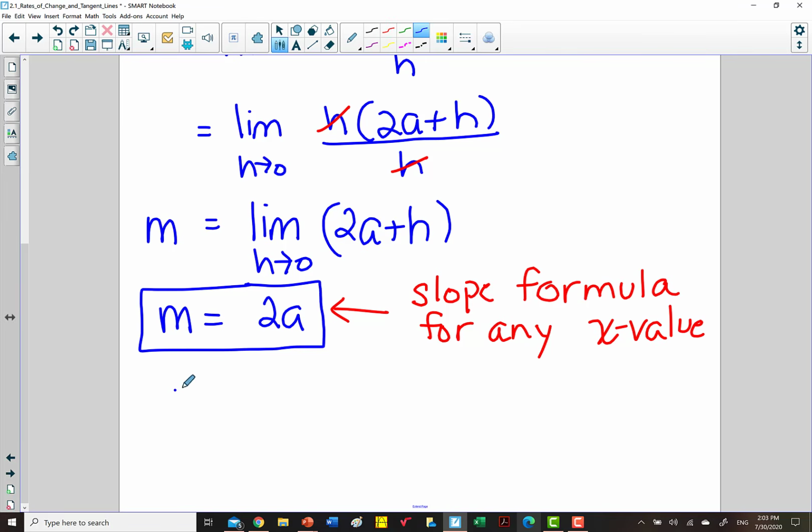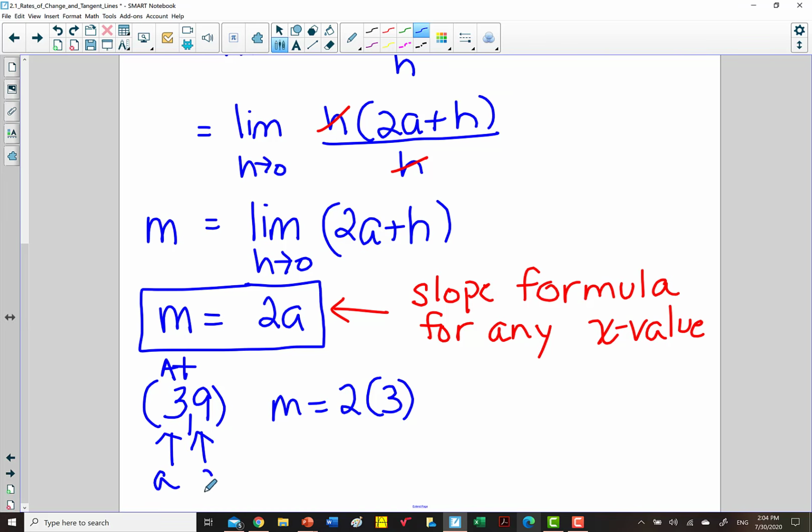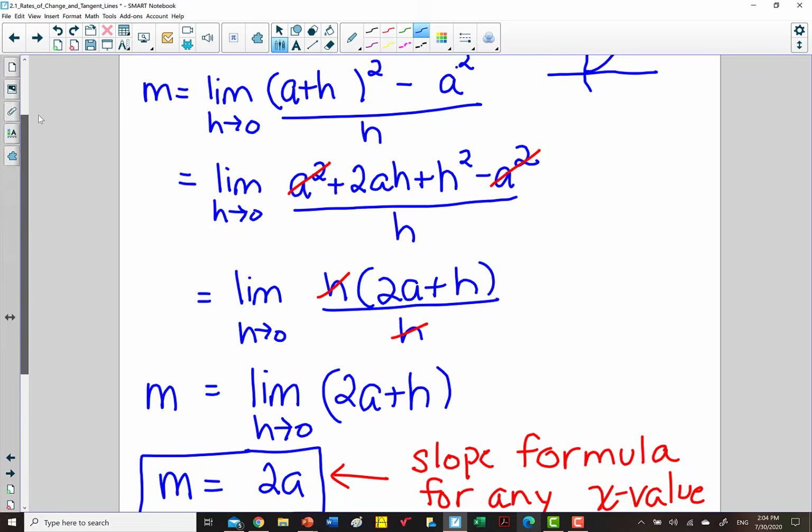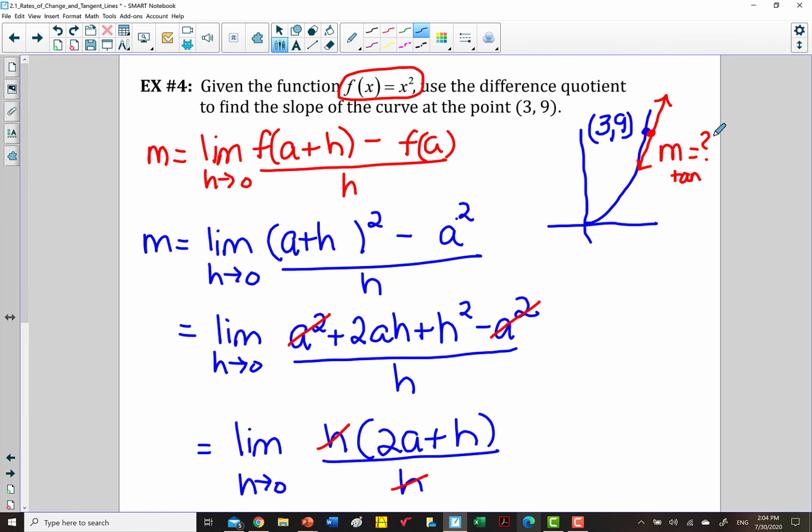But they gave us the point 3, 9. So at the point 3, 9, the slope is 2 times the x value, because this is my a and this is my f of a. So our slope is 6. The slope of the tangent line, or the slope of the curve, at the point 3, 9 is 6. This slope is 6.